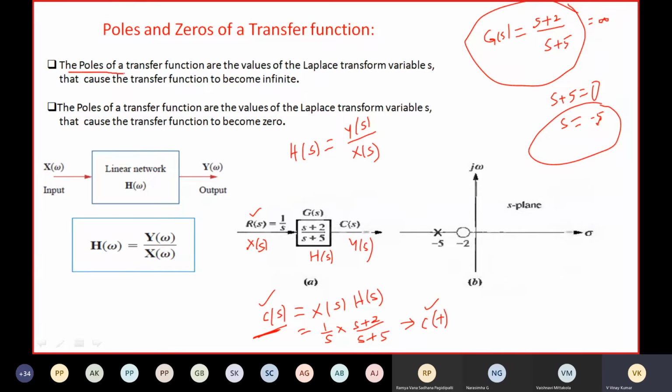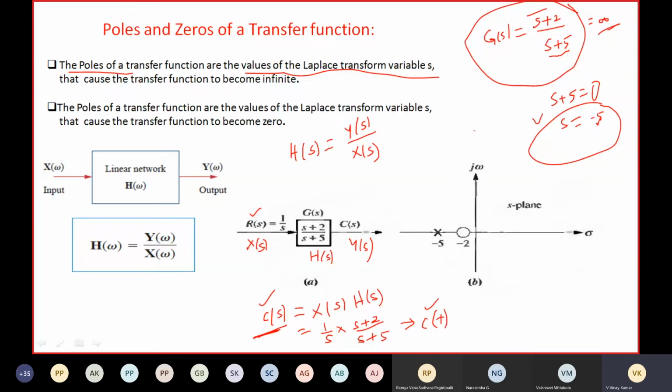The poles of a transfer function are the values of the Laplace transform variable s that cause the transfer function to become infinite. Making it equal to infinite means you are making the denominator 0. So if you make the denominator equal to 0, s plus 5 is equal to 0 means s is equal to minus 5. That is the pole of a transfer function.